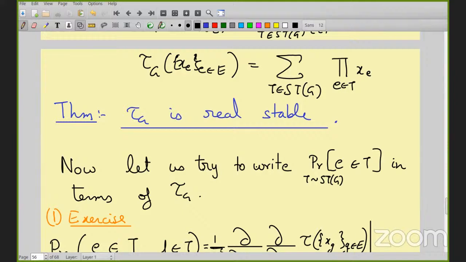By the way, having this property is not equivalent to real stability, but trees have a stronger real stability property. So it means that all these negative correlation properties are preserved even by conditioning. Conditioning on some edges being present, some edges being absent in some arbitrary combination, you still have the negative correlation present.